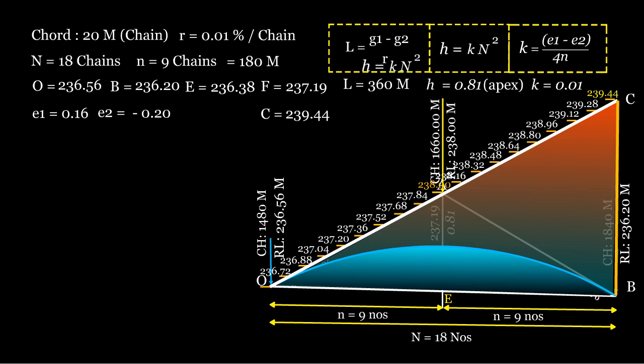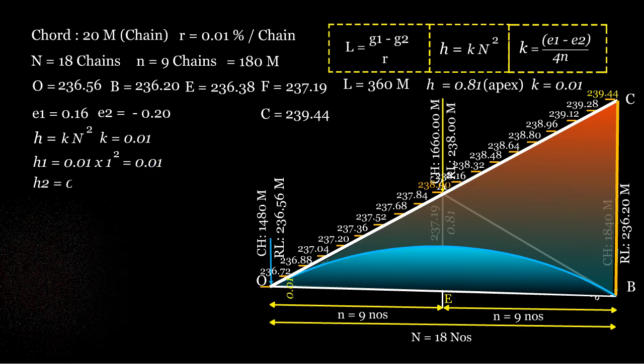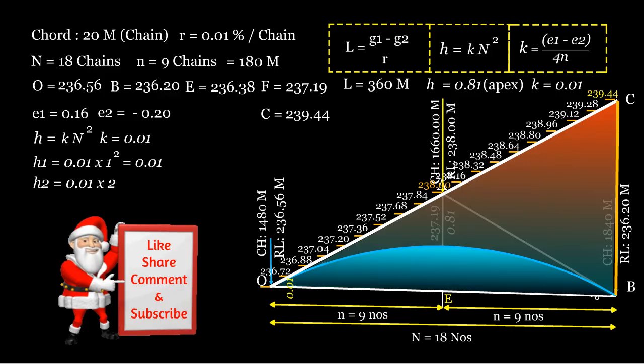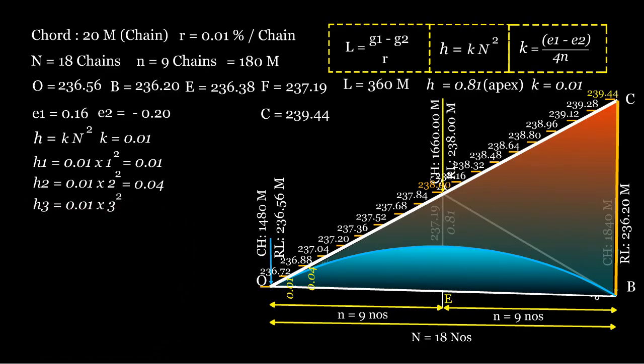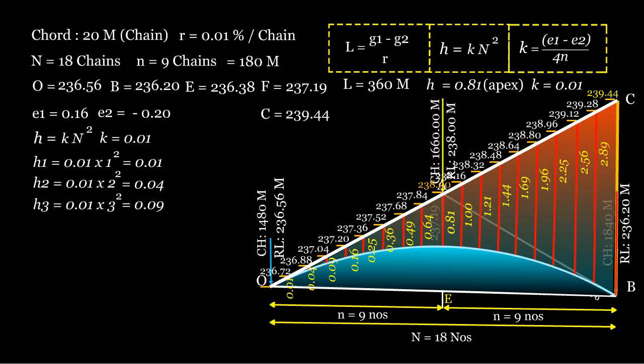Tangent correction, that is, h. Tangent correction for the first peg. H equals 0.01 times 1 squared, which equals 0.01 meters. Tangent correction for the second peg. H equals 0.01 times 2 squared, which equals 0.04 meters. Tangent correction for the third peg. H equals 0.01 times 3 squared, which equals 0.09 meters. Repeat the same process for all pegs until the 18th peg.